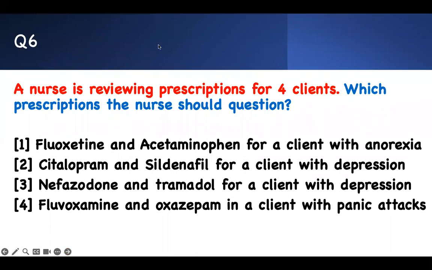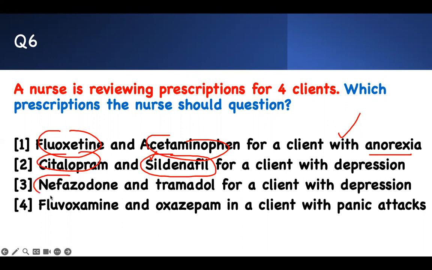Same idea, just to give you a second one. Which prescription should the nurse question? The same thing, 4 clients. I have an SSRI, and I'm taking Tylenol for an anorexia patient. It's not a problem. I have an SSRI, and I'm taking sildenafil for a client with depression. Why? SSRI causes sexual dysfunction. So you're taking Viagra. It's not a problem.